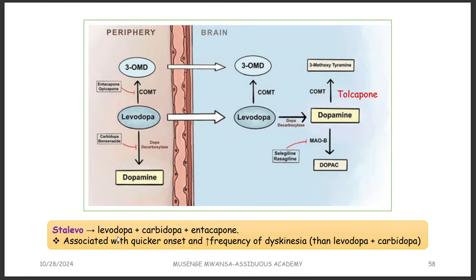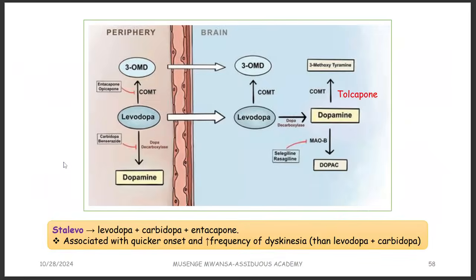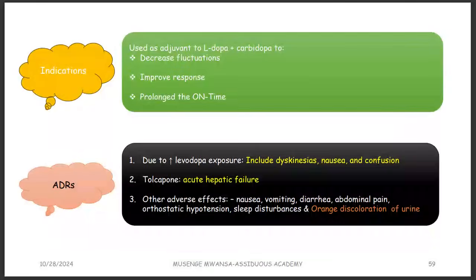So when you combine levodopa plus carbidopa, and then you also add entacapone, which is preventing the breakdown of this dopamine, that forms what is known as Stalevo, the combination of levodopa, carbidopa, and entacapone. The problem with these guys, the COMT inhibitors, is that urine is going to be orange. Tolcapone itself can lead to acute hepatic failure, but entacapone can't do that.